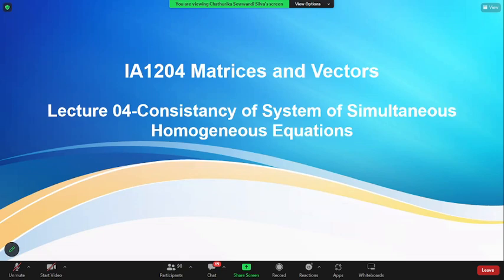Consistency of system of simultaneous homogeneous equations. So actually this is the topic I want to address first. But in order to give you a basic foundation and remind you about Cramer's rule, that's why I did the previous lecture.